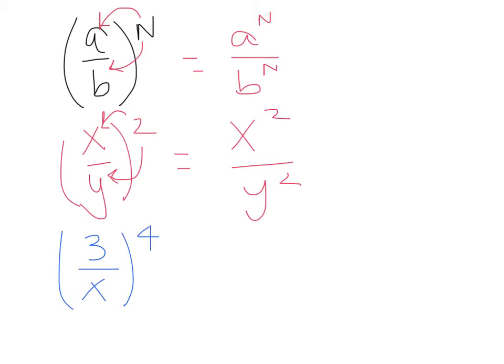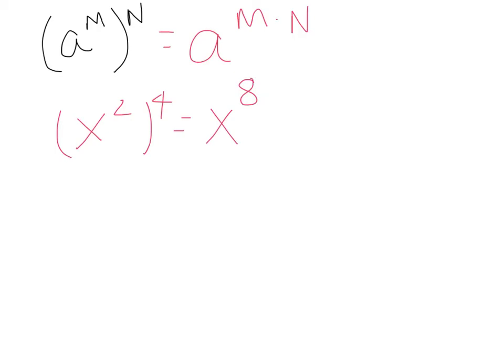Okay, if you had 3 over x to the fourth power, the 4 would go on the top and the bottom, and it would be 3 to the fourth over x to the fourth. If you have an exponent being raised to another exponent, you take the two exponents and you multiply them together. So for instance, x to the second power being raised to the fourth power, you take 2 times 4 and you get x to the 8th power.